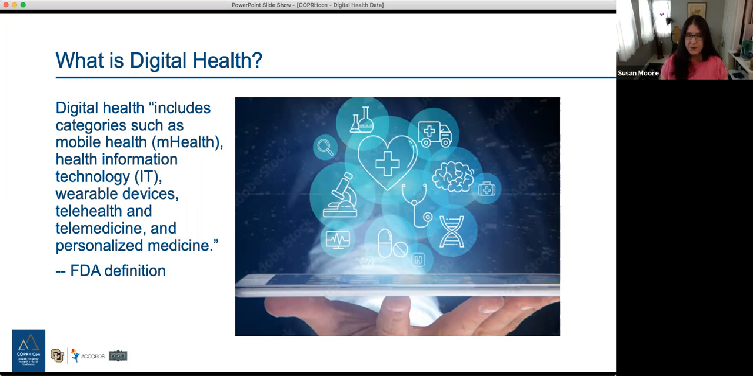And as you can see on the screen, digital health includes categories such as mobile health, health information technology, wearable devices, telehealth, telemedicine, and personalized medicine. That's a lot. That is an incredibly large net to cast. And basically, you could say digital health includes anything that has technology touching it in any way, and probably also be accurate. But when we're thinking about it, we're going to think about it in the particular context of healthcare or health services, health promotion, disease prevention, in association with some form of technological support, access, or use.